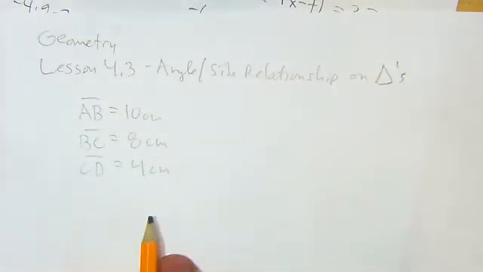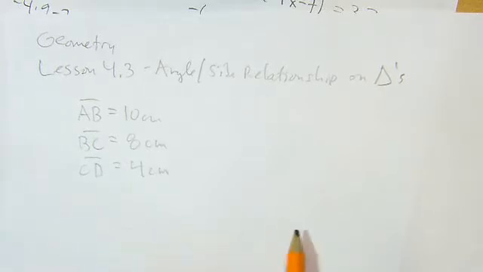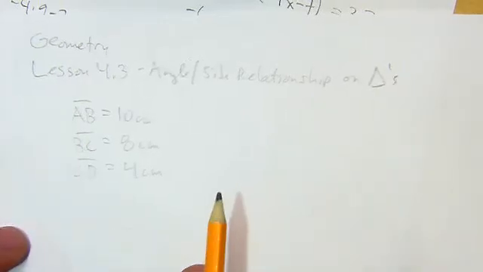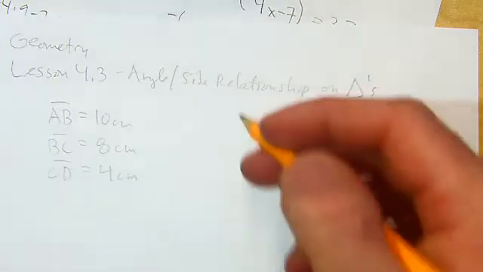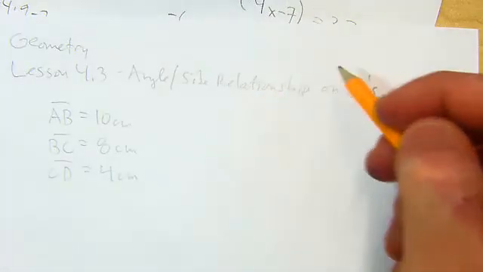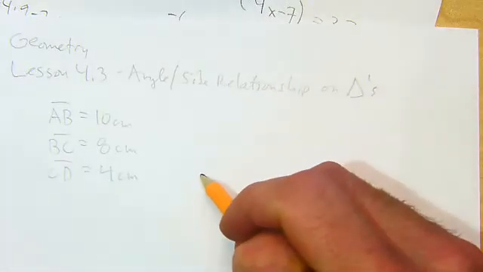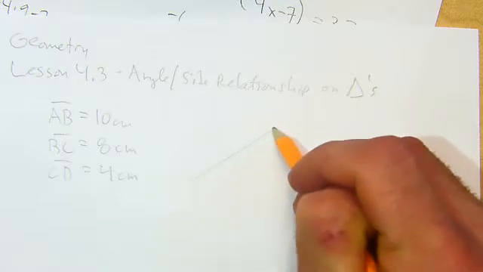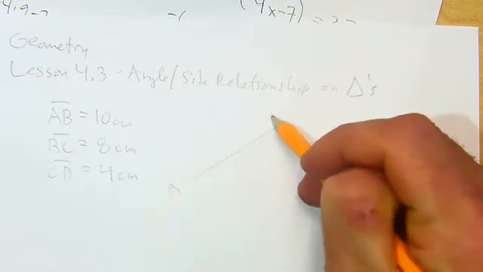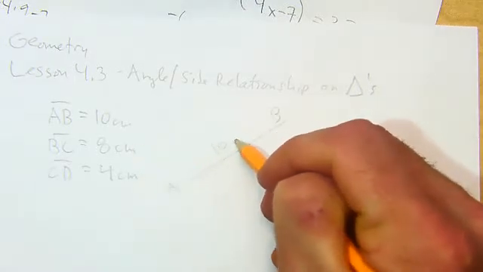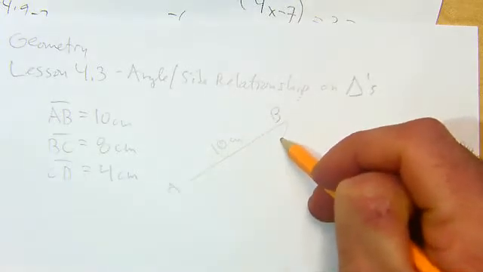Okay, and it'll say like order the angles, from what's the smallest angle, what's the middle angle, what's the biggest angle. So you do need to sketch these out. You don't need to necessarily draw them to scale unless you want to, but I would say it's fine just to sketch them out. Kind of figure out where stuff goes. So AB is 10, BC is 8, and then 4.